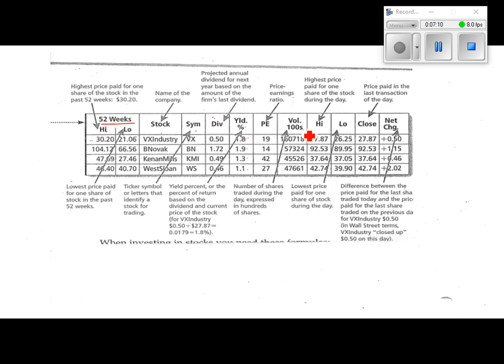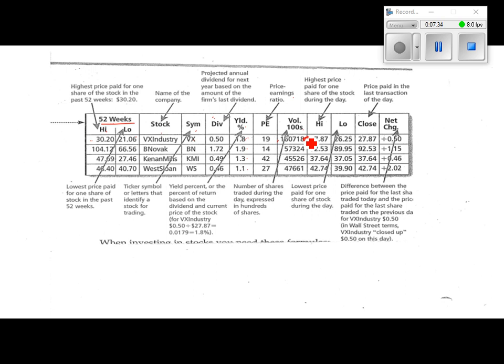The next one is the volume of stock sold. Notice that quite a few of this stock were sold, and this is volume in hundreds, so you would add 2 more zeros on there to show you how many shares of that stock were sold that day.